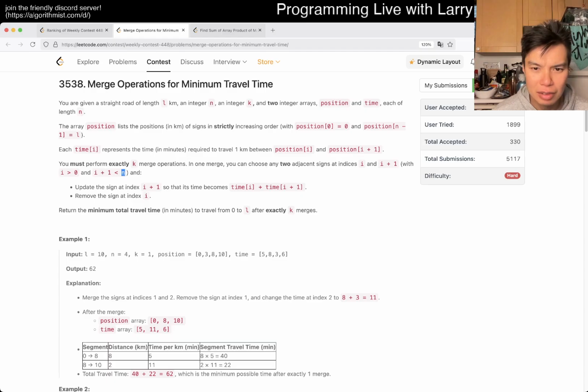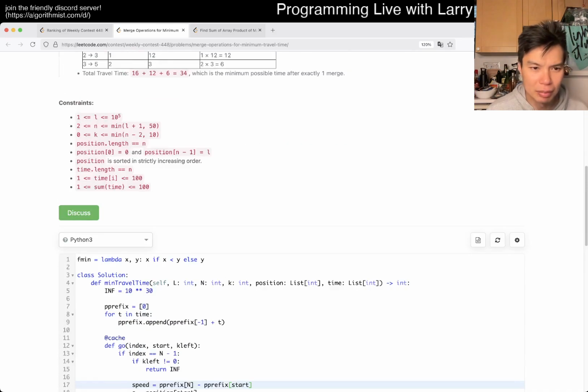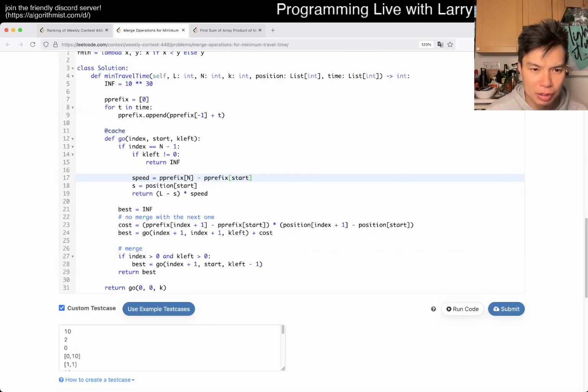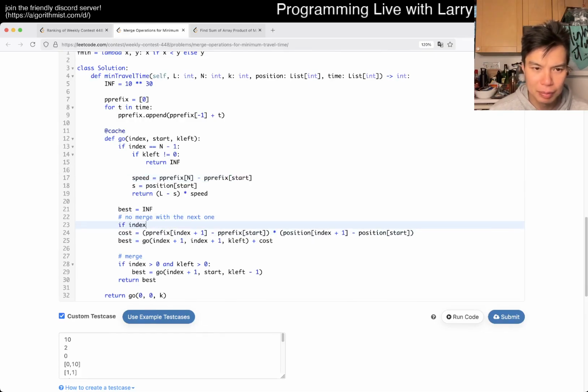Because n is not the index, right? Because it's 0 based, so I don't know. I think you just can merge the last one. Okay, we can merge to the last one, then maybe we have to do something like if index plus 1 is less than n.